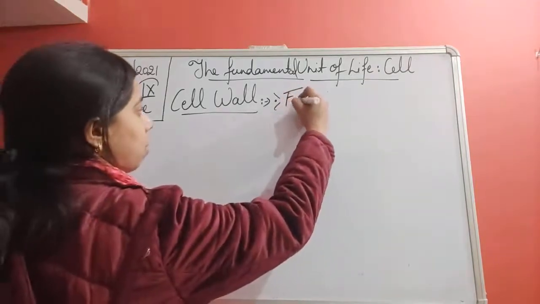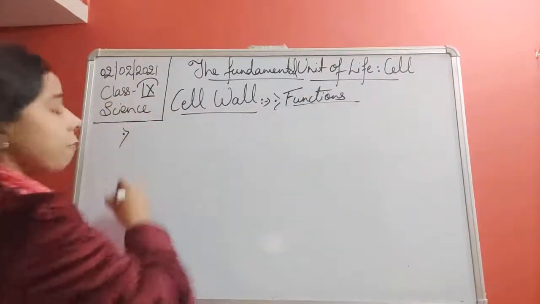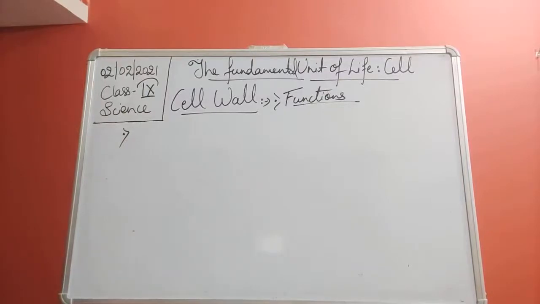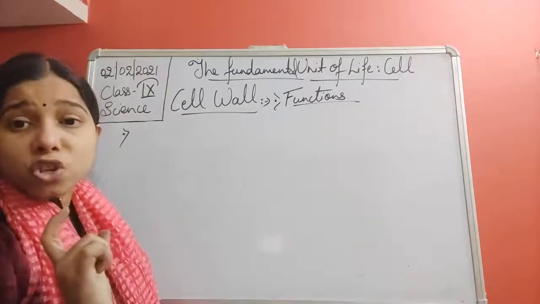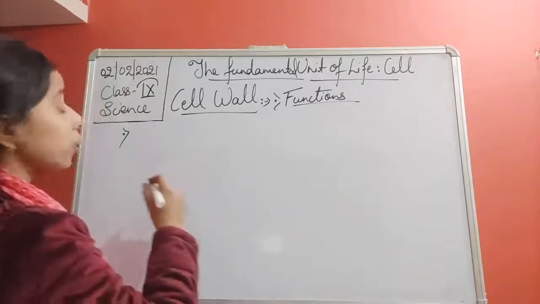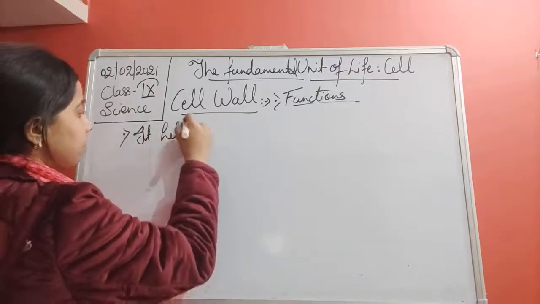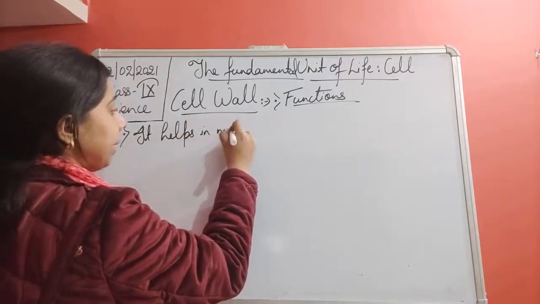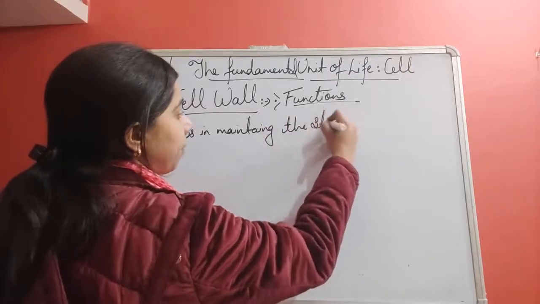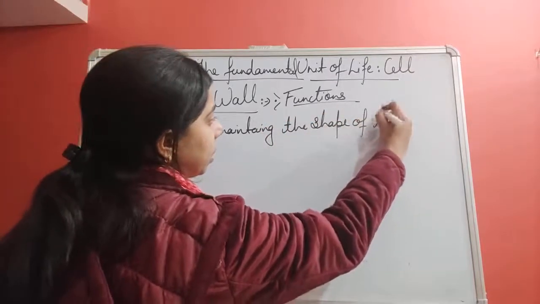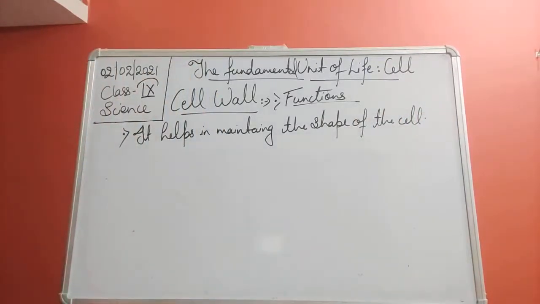Functions. Okay, so we will start with the first point here. Basically, if it is present outside, it helps in maintaining the shape of the cell. So the first thing that we are going to write about the cell wall is that it helps in maintaining the shape of the cell.